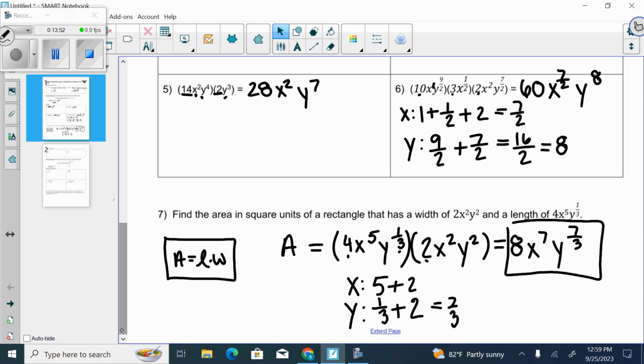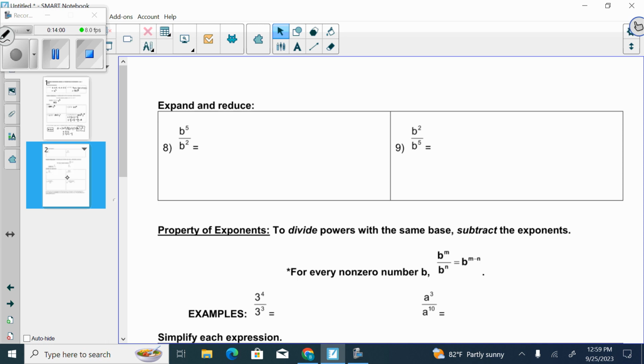All right, flip it over onto the back. Okay, here they said to expand this out. B to the 5th means B times itself how many times? 5 times. Okay, so I'm going to write that out. B times B times B times B times B. Okay, over, what does B squared mean? B times B.